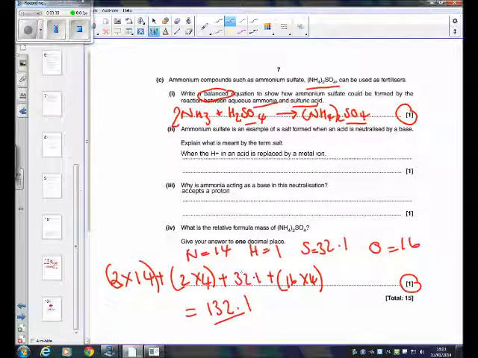So just check your periodic table. You need your relative mass numbers. So for nitrogen it's 14, hydrogen it's 1, sulfur it's 32.1, and oxygen is 16. You just add them all together, and that gives you 132.1. And that's the end of question 2.